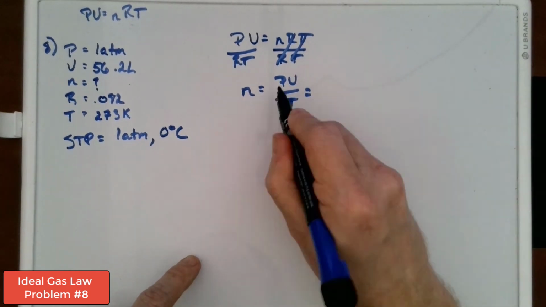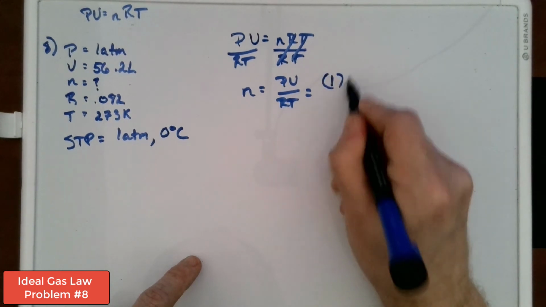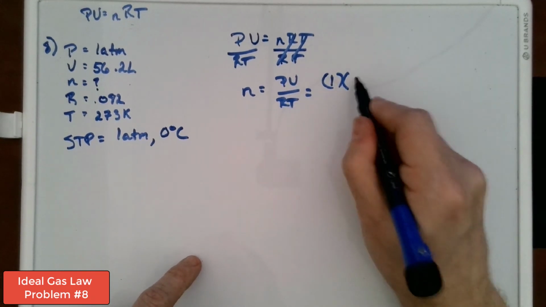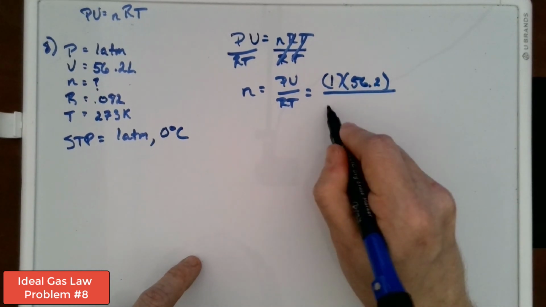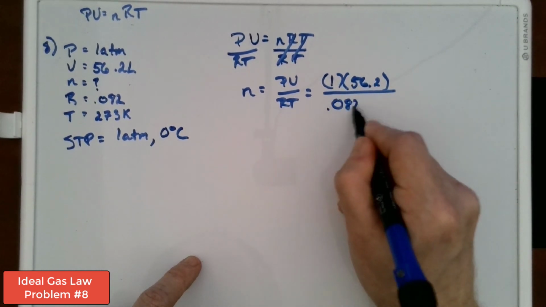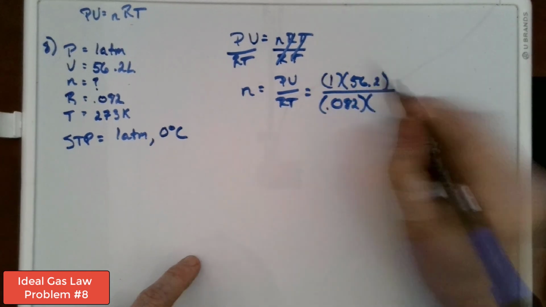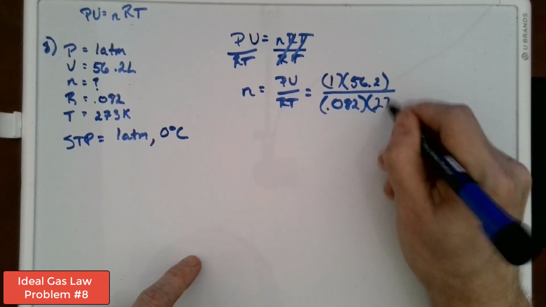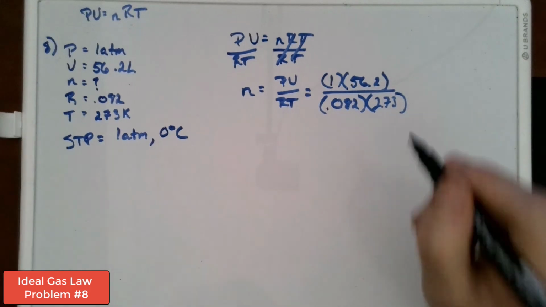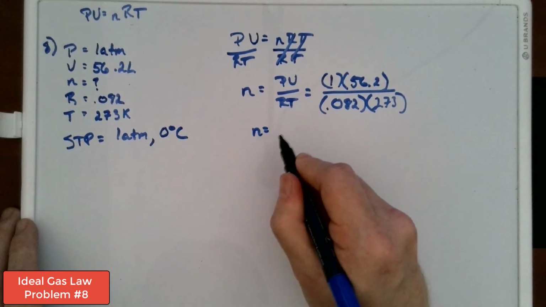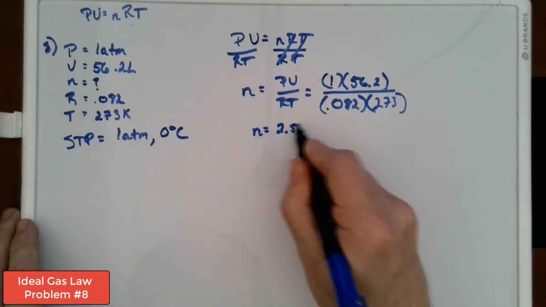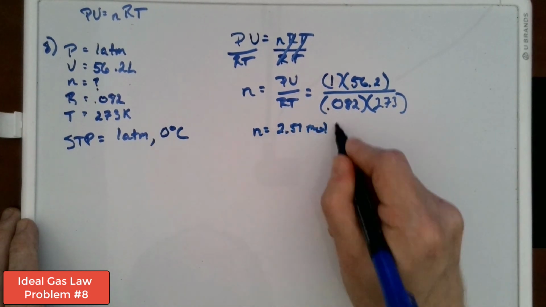Plug in the variables that we know. Pressure is 1 atmosphere. Volume is 56.2. The R value is 0.082. And the temperature was 273 Kelvin. When you solve for n here, the first answer for this problem is around 2.51 moles of argon.